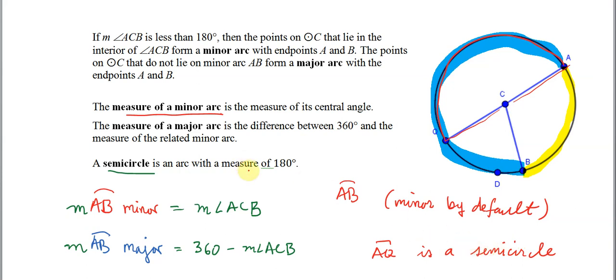And again, when we're talking about measuring arcs, we're talking about the central angle, so all of the units here are in degrees. The measure of a minor arc is the measure of its central angle in degrees. The measure of a major arc is the difference between 360 degrees and the measure of the related minor arc. One thing we have not talked about is the length of the arc. That's not part of this. We're just talking about the measures.